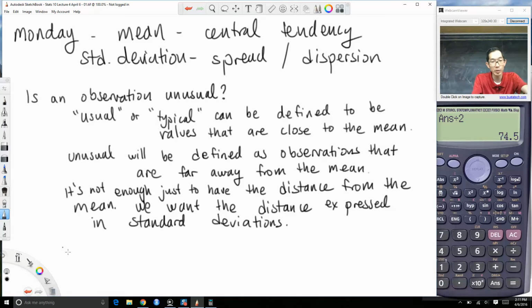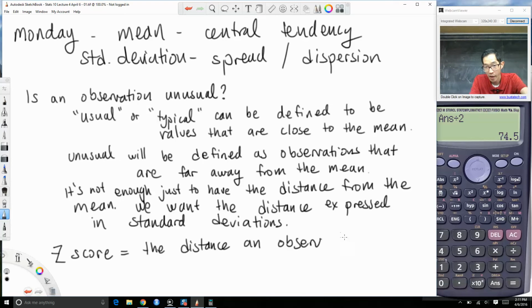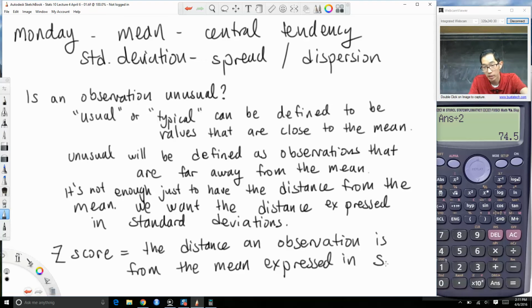Okay, so we're going to have this definition, the z-score. A z-score is the distance an observation is from the mean expressed in standard deviations. Okay, so I'm just abbreviating that SD, or just S, really. That's the symbol we use for standard deviations.